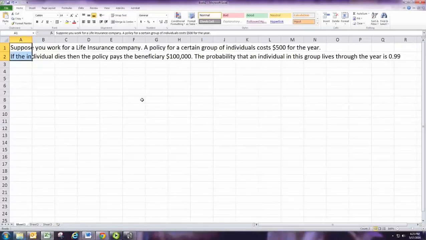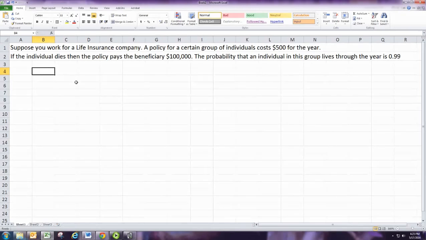In this video, we'll look at calculating expected value using spreadsheet software. Consider the example. Suppose you work for a life insurance company. A policy for a certain group of individuals costs $500 for the year. If the individual dies, then the policy pays the beneficiary $100,000.